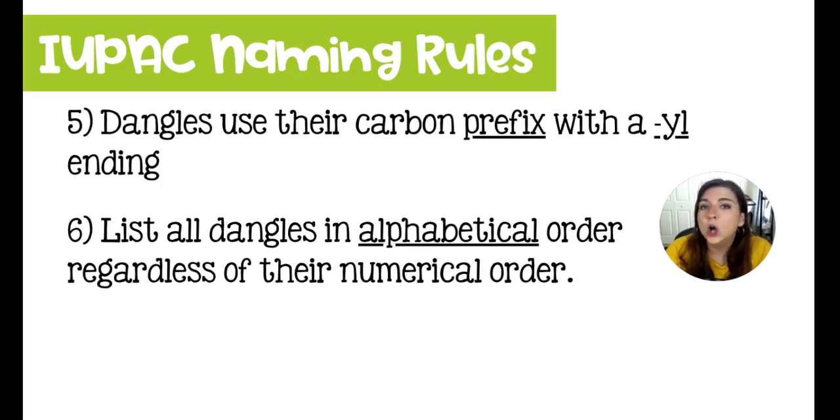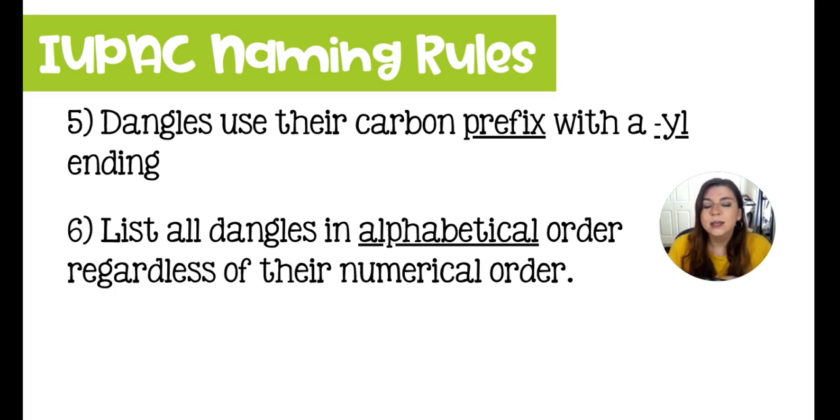When we're talking about carbons dangling off of carbon chains, we are still going to use their carbon prefix, so meth, eth, prop, but, pent, hex, and so on. And then we're going to tack a YL ending on that to indicate that it is dangling from the main chain. All of our dangles or substituents are going to be listed in alphabetical order in the name, regardless of the order in which they appear numerically on the carbon chain.